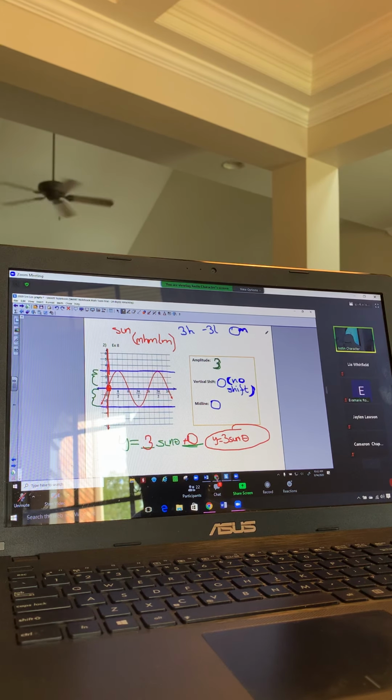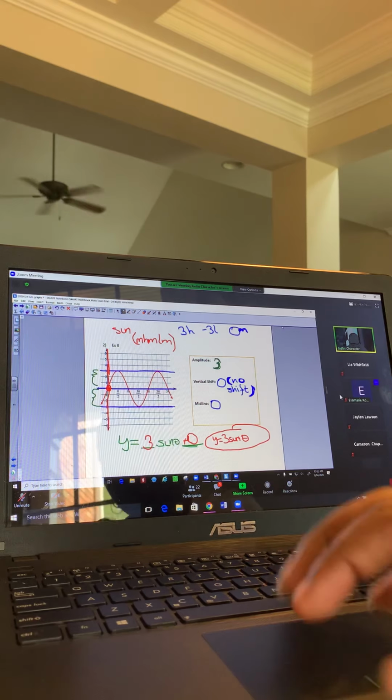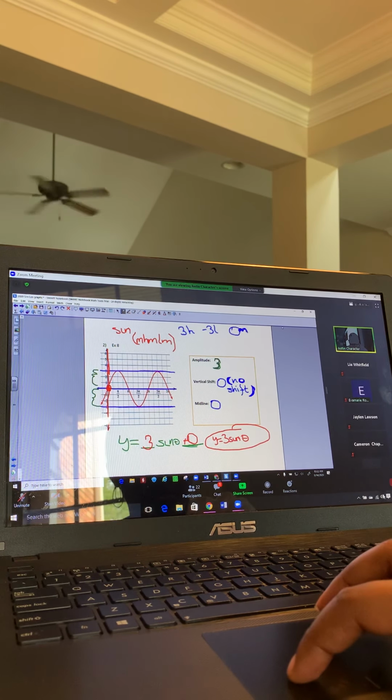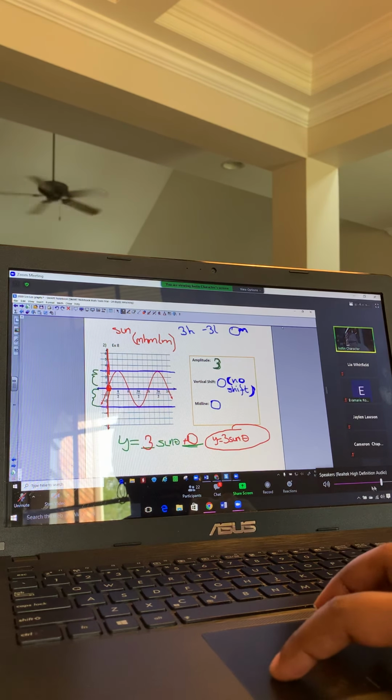10, 9, 8, don't fix it. Alright, so here's what I need to say. One, I want to emphasize how important it is to learn the things that we're doing.